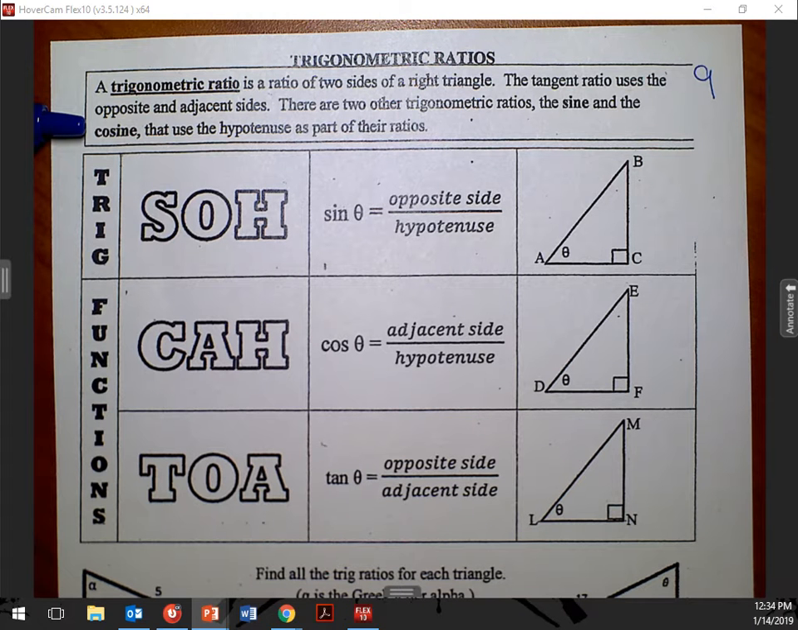All right, listen up. This is geometry, trigonometric ratios. We're going to go through and actually learn some trigonometry.